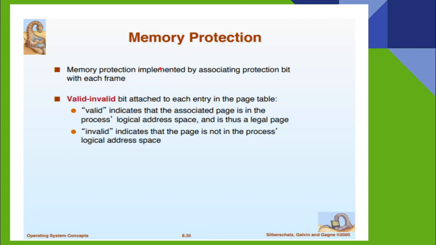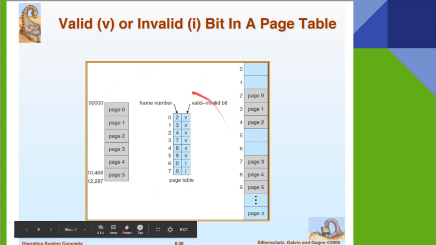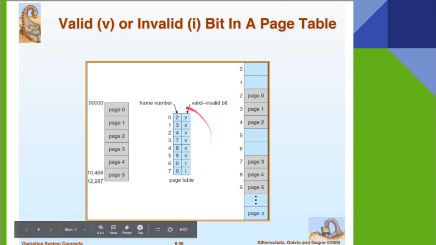Memory protection scheme is initiated by valid and invalid bits for each entry in the page table. This is how an entry looks. We have pages 0, 1, 2, 3, 4 and 5, and they are allotted to frames 2, 3, 4, 7 and 8, as given by this entry.